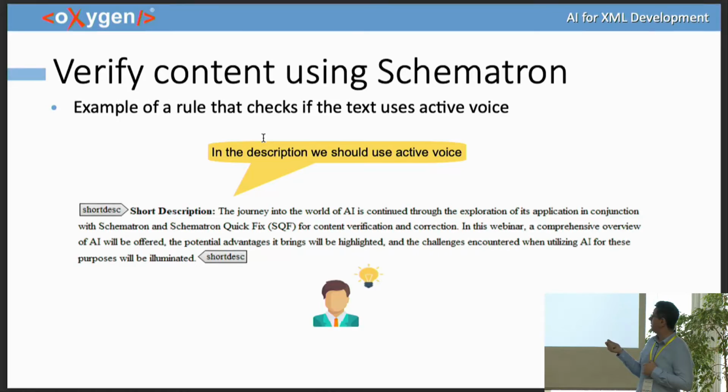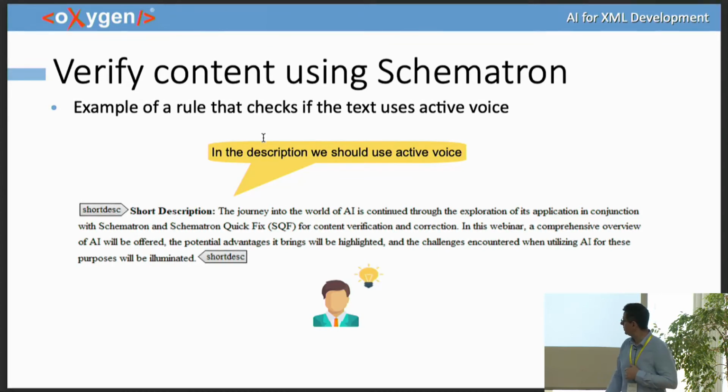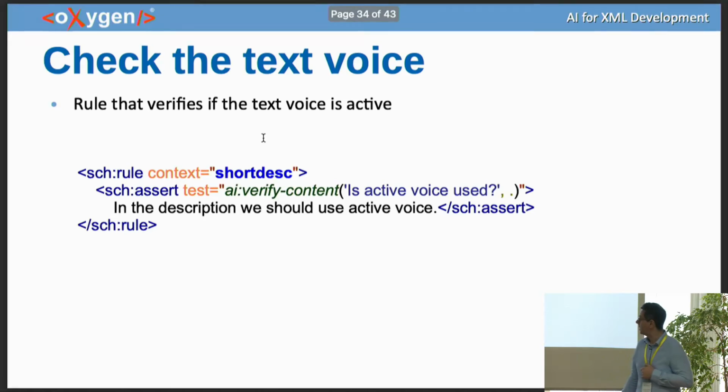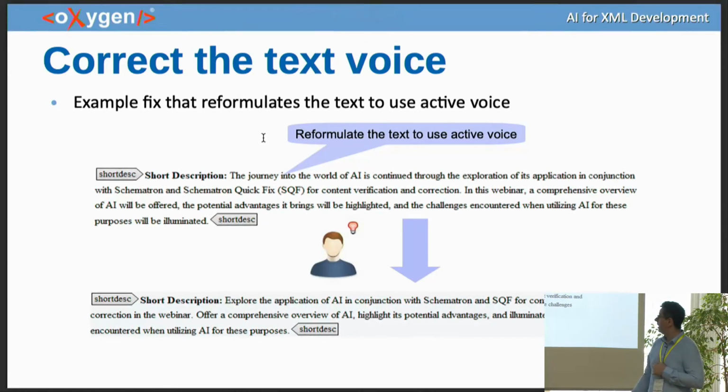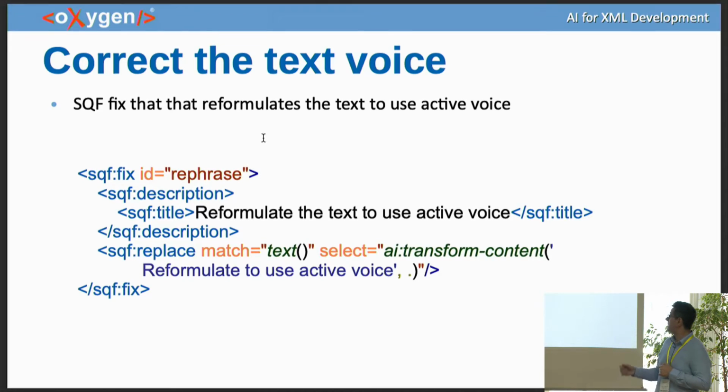You can check if this phrase contains active voice. To do this, you just use a rule and assert that uses the verify content function and pass the content of the description. And the AI will tell you that the function doesn't use the active voice. Then you can reformulate, also using AI, to use active voice. You can do this automatically using a quick fix that will use the transform content function this time and will transform the content and pass as prompt to reformulate to use active voice.